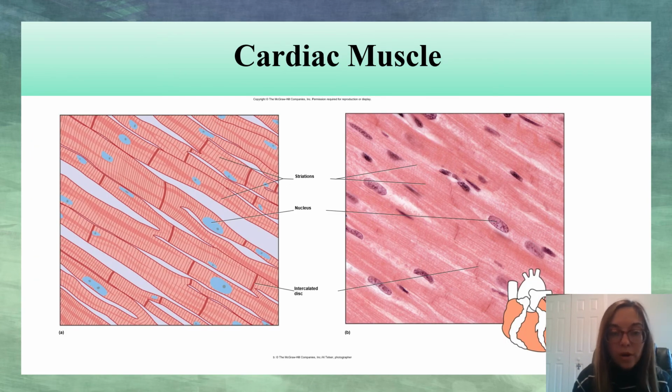Cardiac muscle of the heart. Now you can see those striations better in this cartoon than you can in the actual example. You can see that the structure of cardiac muscle is kind of branching. That's one characteristic. Then we have just a single nucleus per cell, so there's the intercalated discs that help move the signal along.